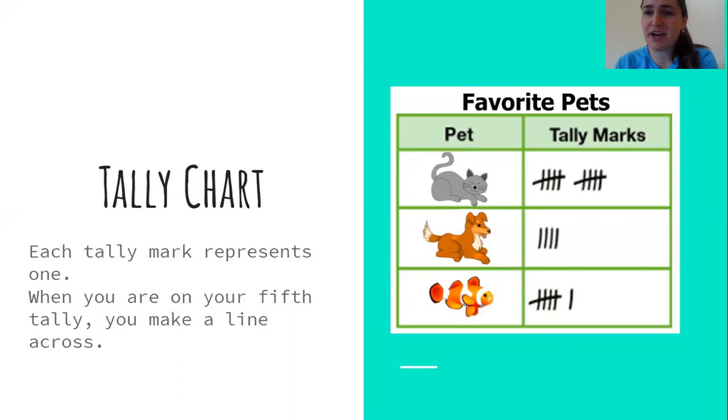So this tally chart tells us a lot of information. I can see more tally marks next to cats, so I know more people liked cats. I don't see as many tally marks next to dogs, so I know not as many people liked dogs.